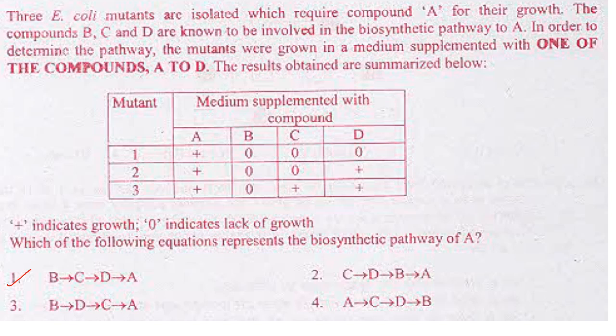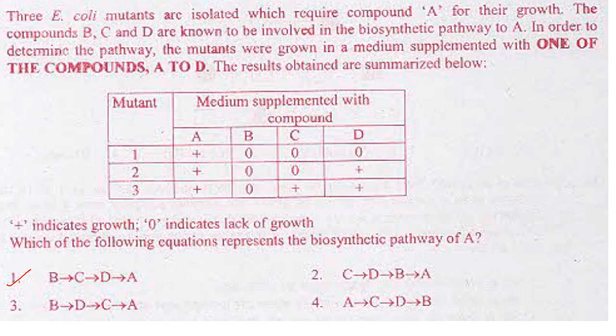Then the next one, question 3. E. coli mutants are isolated which require compound A for their growth. The compounds B, C, D are known to be involved in the biosynthetic pathway to A. In order to determine the pathway, the mutants were grown in a medium supplemented with one of the compounds A to D. The results obtained are summarized below. So these are the results.